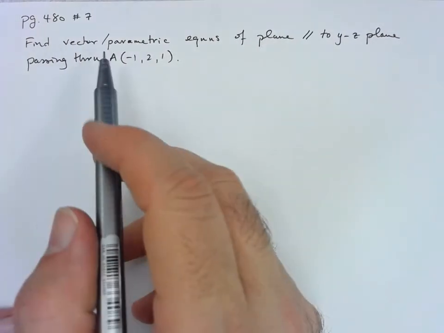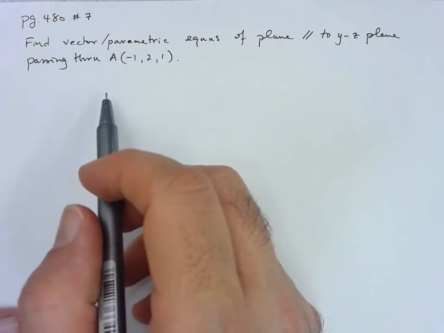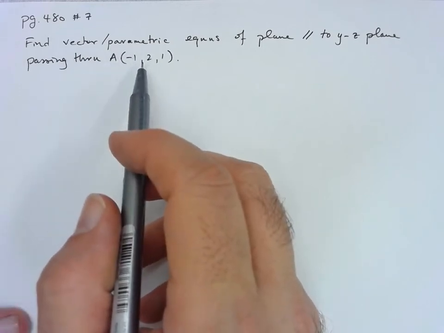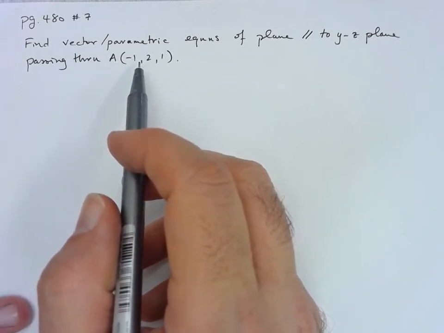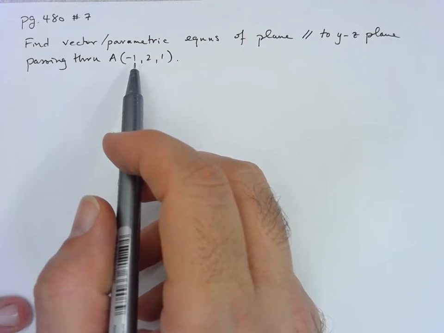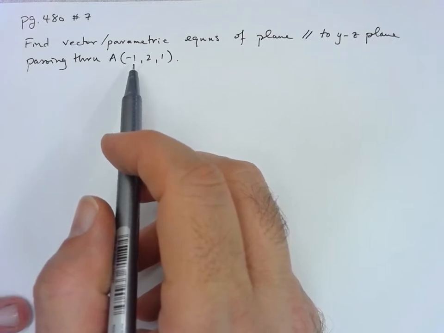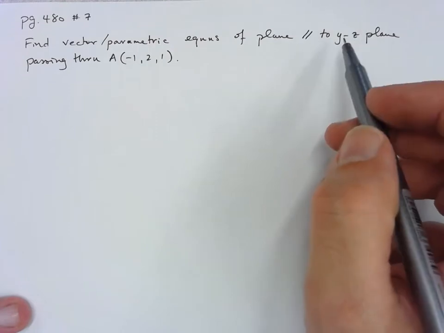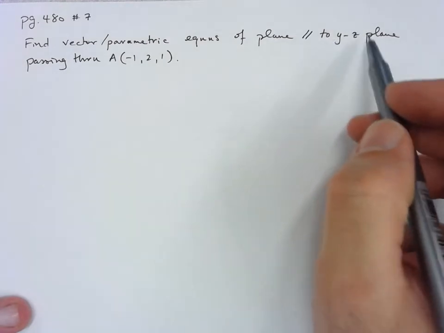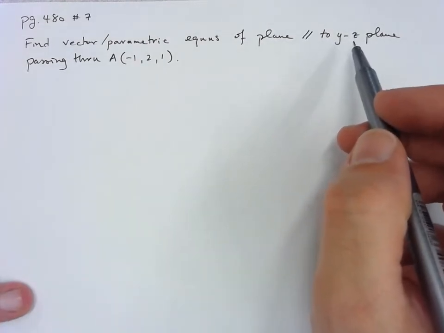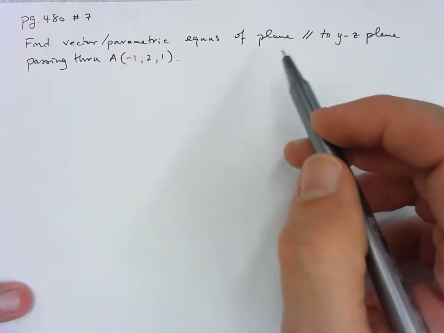Okay, so since I'm looking for the vector and parametric equations, I need a point, which I have, and two direction vectors, as opposed to the Cartesian equation where I'd be looking for a normal vector. So if a plane is parallel to the YZ plane, it means that I can use the same direction vectors to define the new plane.